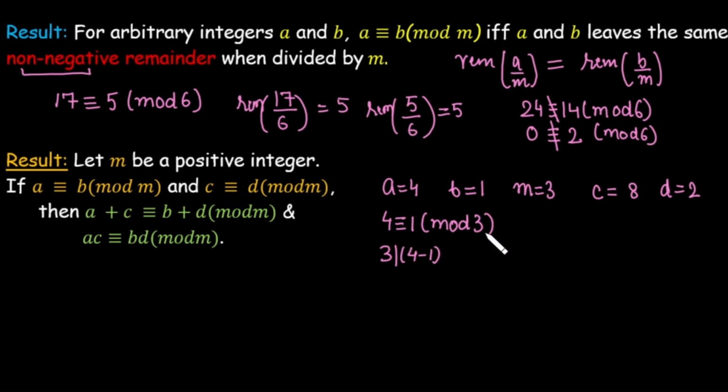Yes. 4 when divided by 3, remainder is 1. 1 when divided by 3, as it is less than 3, so remainder is 1. Both sides the remainders is 1, so hence they are congruent.